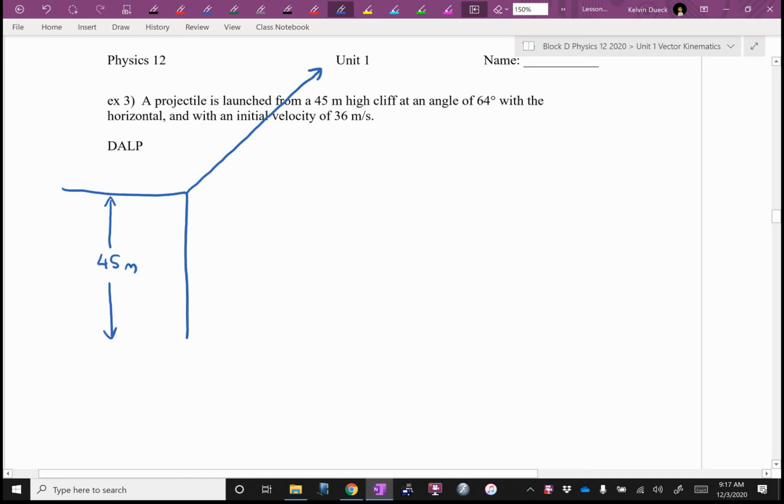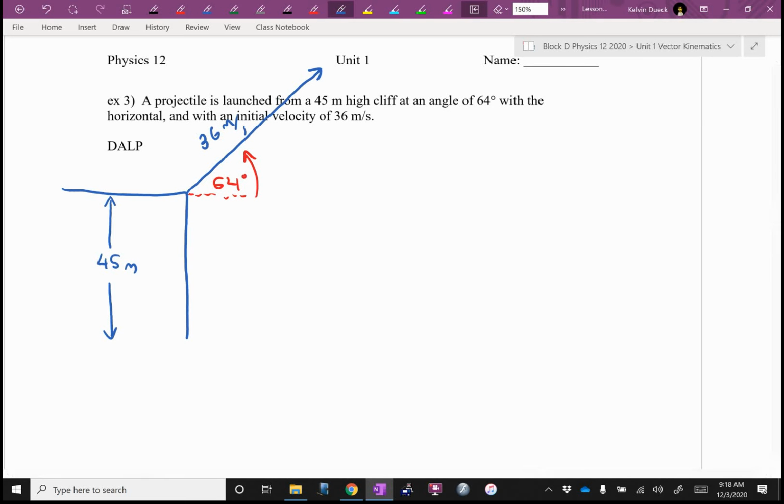I drew mine pretty big, even going through the question itself, because I just wanted to see a nice big triangle. At an angle of 64 degrees with the horizontal. And this velocity here is 36 meters per second. Am I going to use that 36 in my work at all later on?